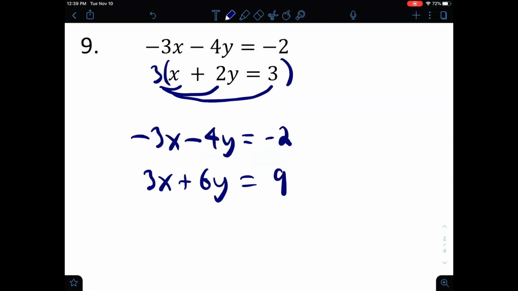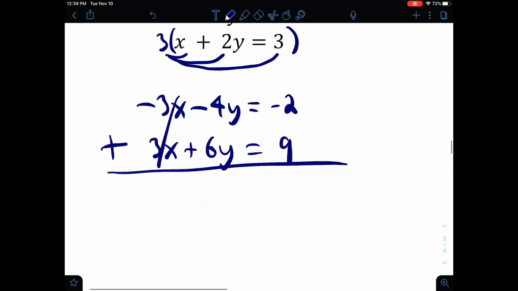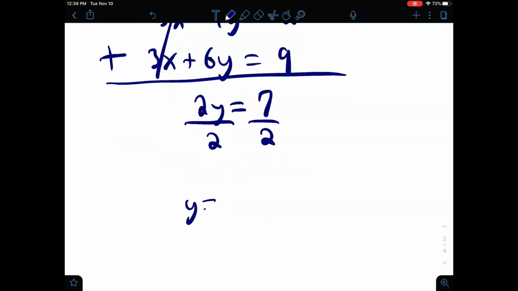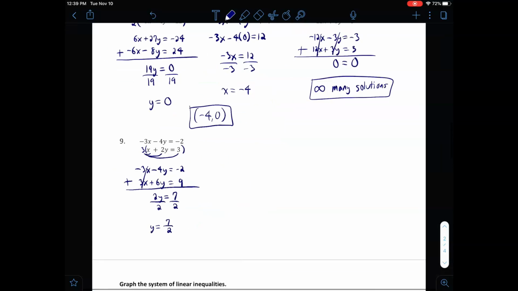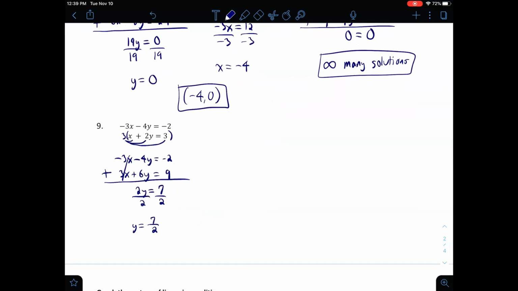All right. Now we need to add straight down. These are going to cancel. Negative 4y plus 6y is 2y. Negative 2 plus 9 is going to be 7. Divided by 2, we're going to get y equals 7 halves. That's kind of a nasty one, but we'll stick with it.